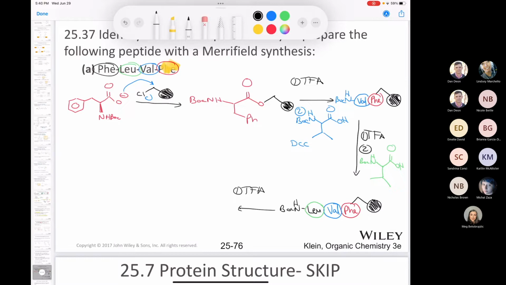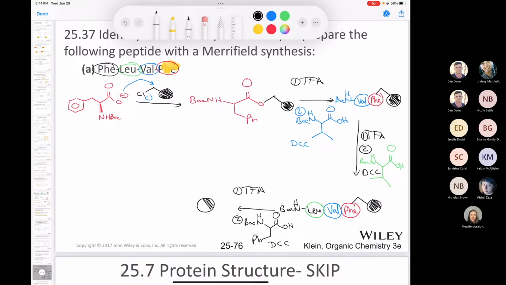And now I want to add the last phenylalanine. So let's do that. Our phenylalanine is going to look like this. We're going to have our Boc group, there we go, like this. And we're going to have our aromatic ring on here. So we don't want to forget our DCC, which I forgot in the last one. So there's my DCC over there, my coupling agent.